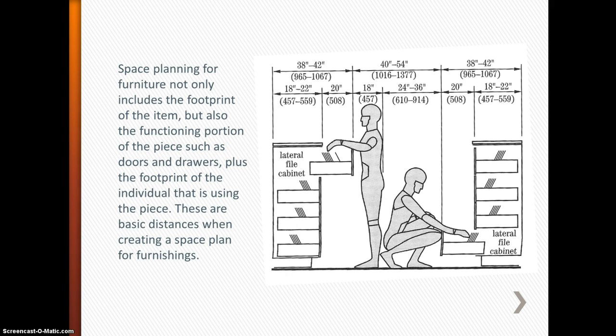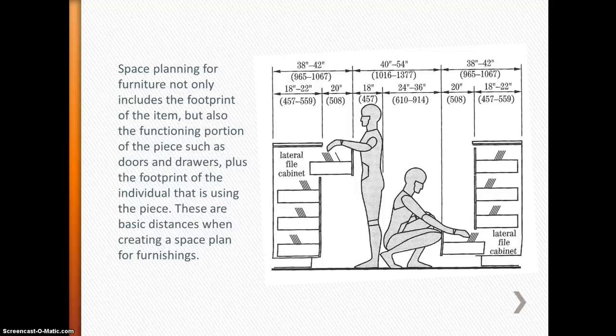So when we're doing space planning, we not only have to look at the furniture footprint, we also have to look at how the furniture functions. Are there drawers or doors that come out and take up space? And not only that, but the people that are using it. So you can see in this illustration that we have two people and they're using lateral file cabinets.